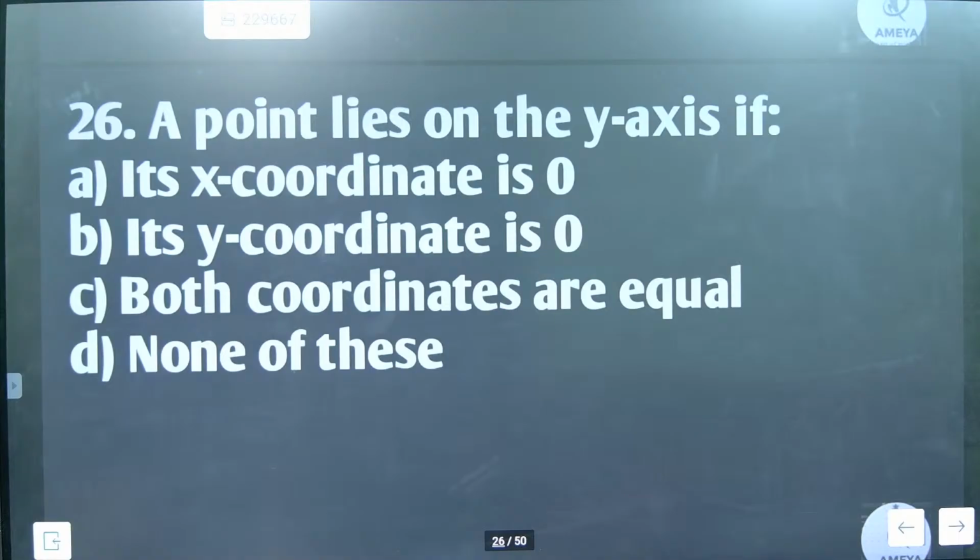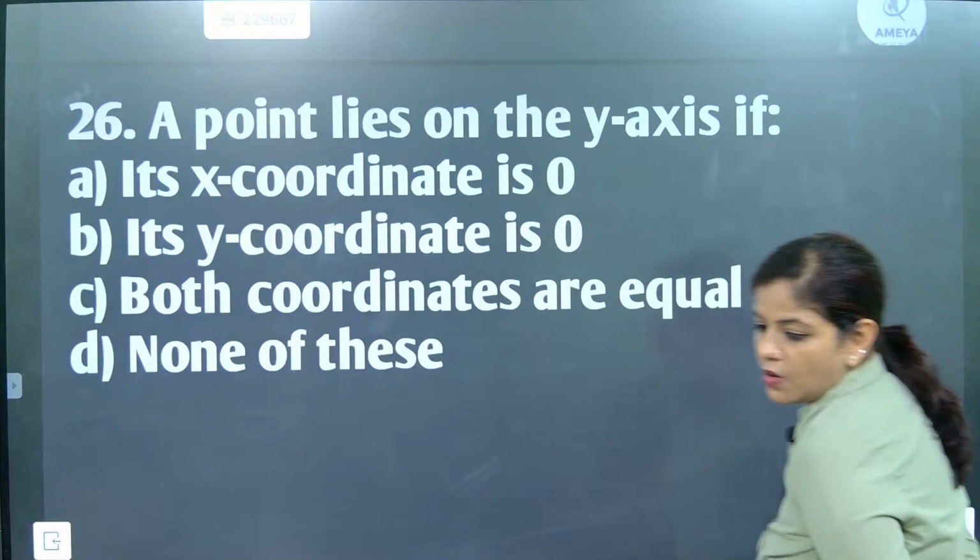A point X lies on the y-axis if its x coordinate is 0, if its y coordinate is 0, both coordinates are equal, none of this. What is the correct answer?